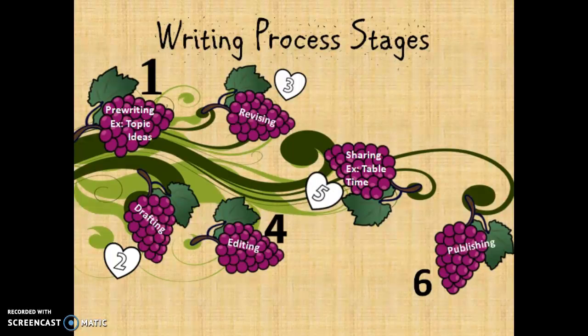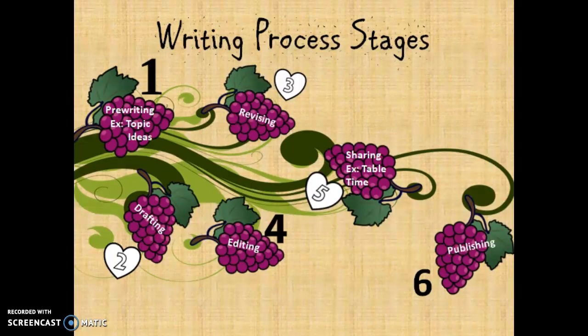The writing process stages. So there are 6 stages to the writing process. The first stage is pre-writing. This is topic ideas, so it's generating thoughts. The drafting is when the student begins their writing process. The revising is when the student tries to decide if their details are clear enough or if their story generally makes sense. The editing stage is where they go through and fix small errors such as punctuation and spelling.